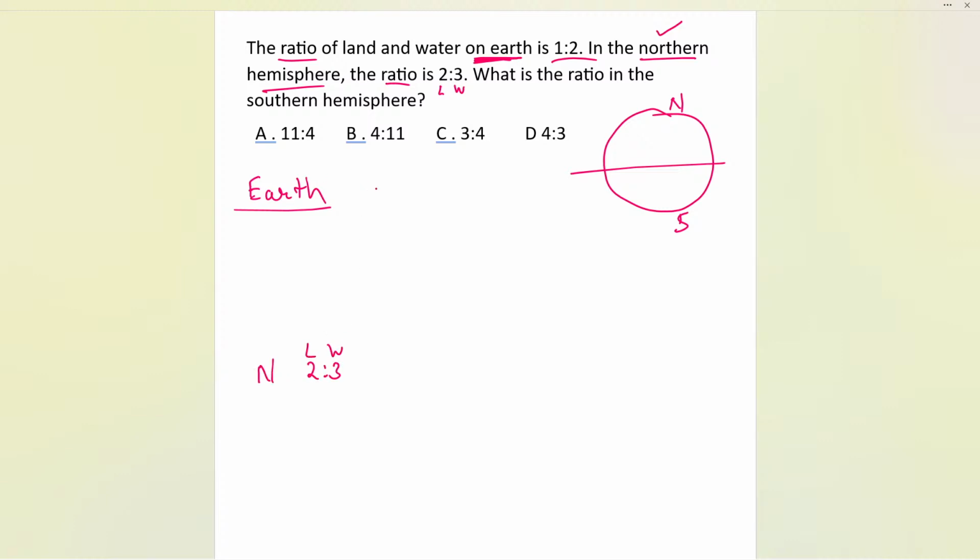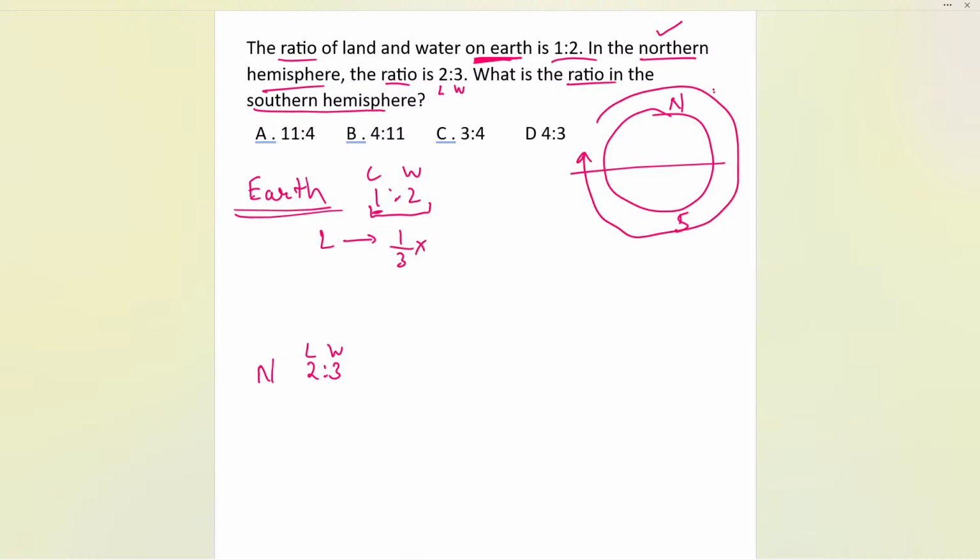Now for the Earth, 1:2 is the land to water ratio. Now can I find the ratio of the southern hemisphere? Yes. So first of all, we need to find for the Earth the land. How much land do we have? Land is one part out of total three. One part out of total three of what? If I consider the complete area as A over here, so that will be A by 3 is the land portion.